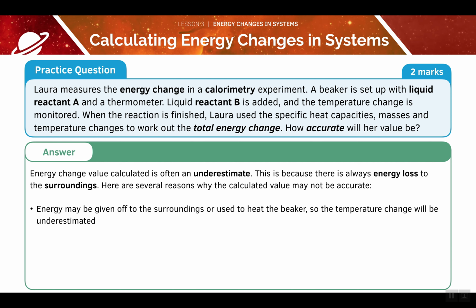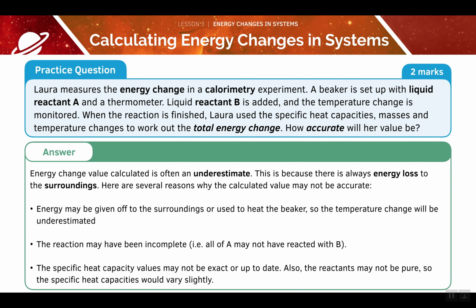The first reason is that the energy may have been given off to the surroundings or used to heat the beaker itself, so the temperature change will be underestimated. The next reason is that the reaction might have been incomplete, so not all of reactant A has been converted into reactant B. Finally, the specific heat capacity values may not be exact or up to date. Also, the reactants may contain some impurities, which means that the specific heat capacity would vary slightly.